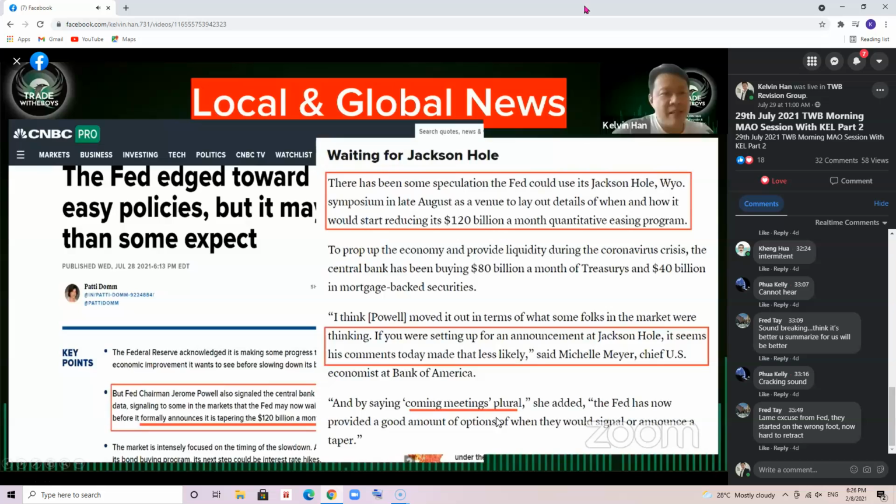So that's why every single word the Federal Reserve uses is so powerful, so read into that, okay? So that's the reason why maybe Jackson Hole, nothing. So maybe nothing, but I believe there will be. That's my personal take. Lame excuse from the Federal Reserve. They started on the wrong foot.